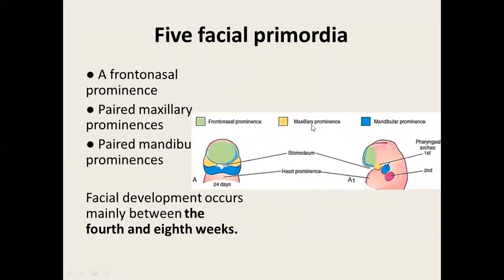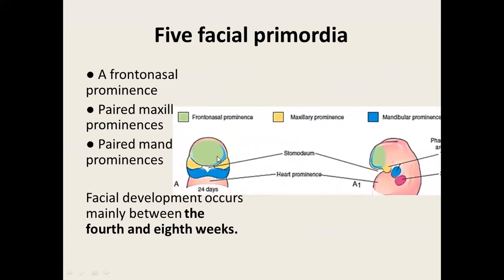There are 5 facial primordia. One is the frontonasal prominence, then a paired maxillary prominence, and a paired mandibular prominence. Facial development occurs mainly between the 4th to 8th week of intrauterine life. So firstly, we'll consider the processes one by one.